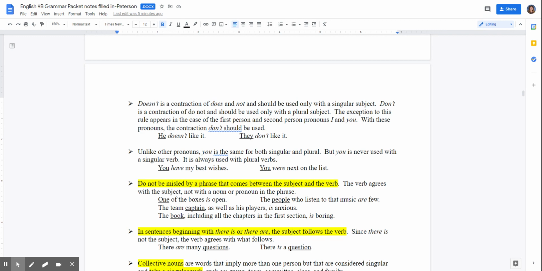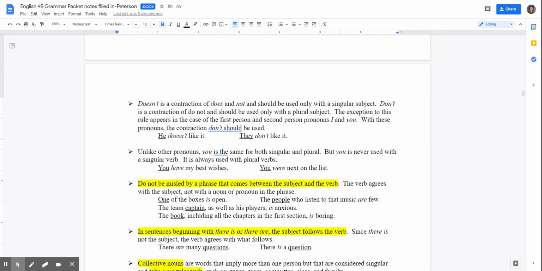Highlight. Do not be misled by a phrase that comes between the subject and the verb. The verb agrees with the subject, not the noun or pronoun in the phrase in between. One of the boxes is open. One is open. The people who listen to that music are few. The people are few. The team captain, as well as his players, is anxious. The team captain is anxious. The book, including all of the chapters in the first section, is boring. The book is boring.